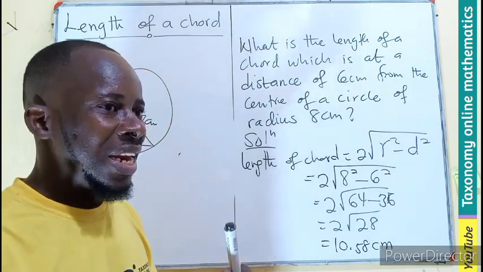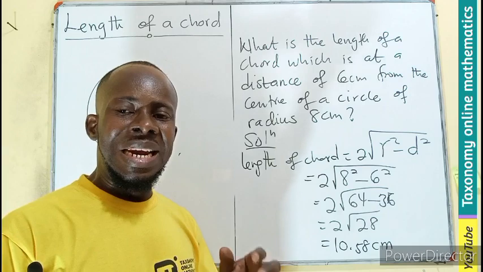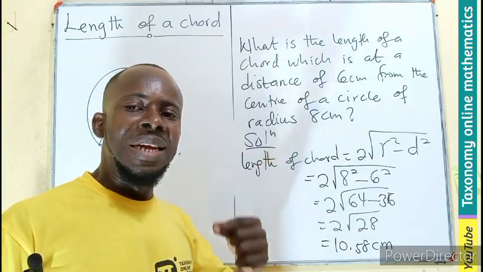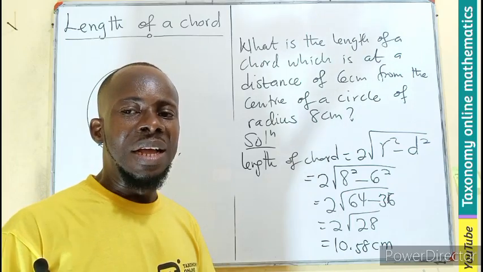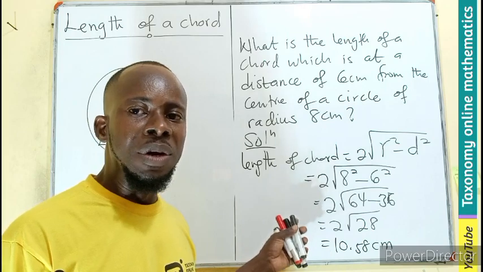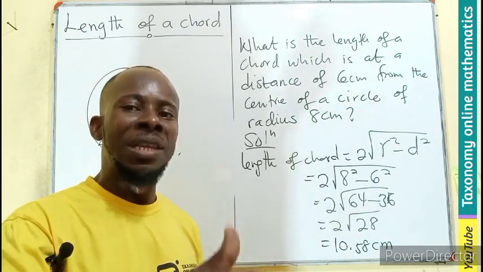So you can see that finding the length of a chord when the angle at the center is given, we follow the first formula. When the distance from the center to the chord is given without the angle, we follow this. Any of them can be given, provided the conditions are met.